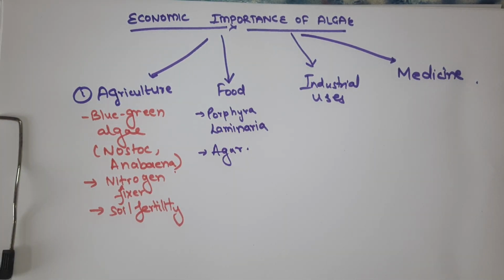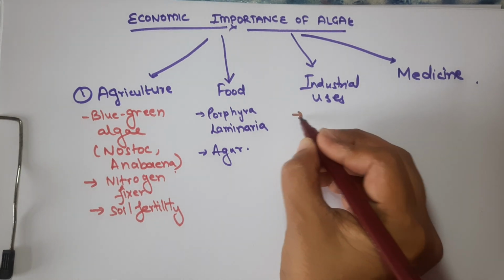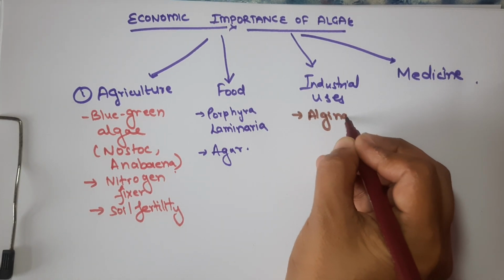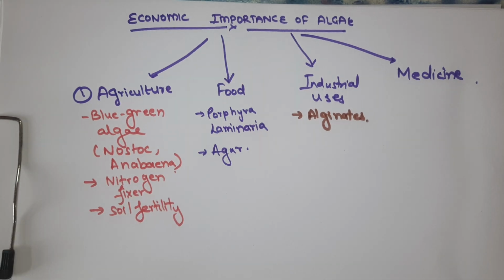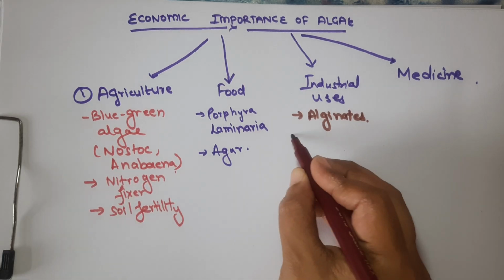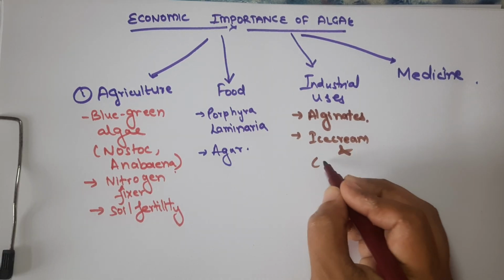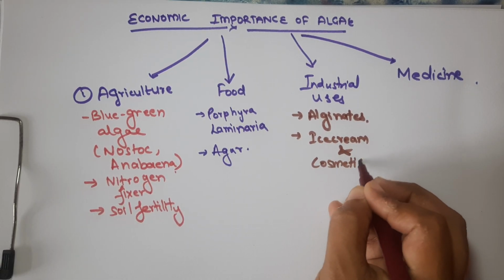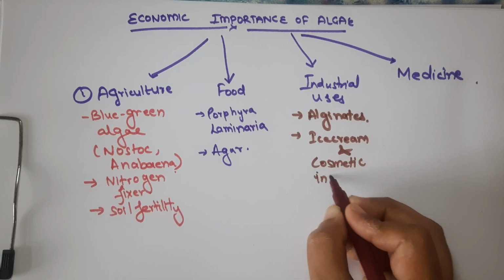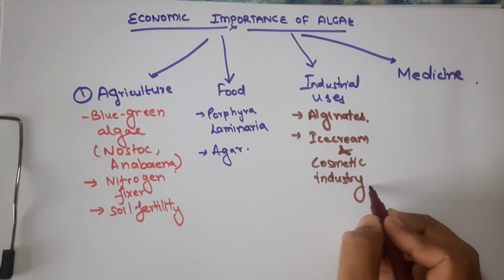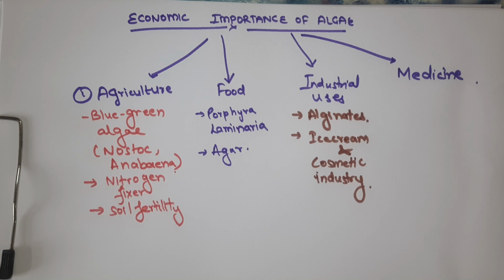If we talk about the industrial use, then there are alginates. Alginates are obtained from the brown algae. They are used as stabilizers in industries like ice creams and cosmetics. Why are they used? Because they act as stabilizers. And last, there are some species of algae that are used in pharmaceuticals.